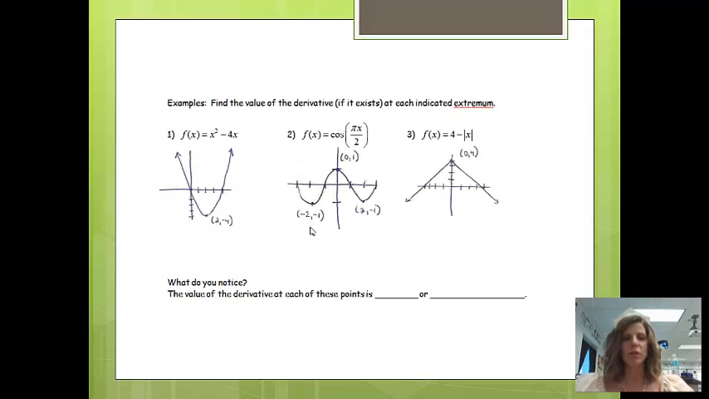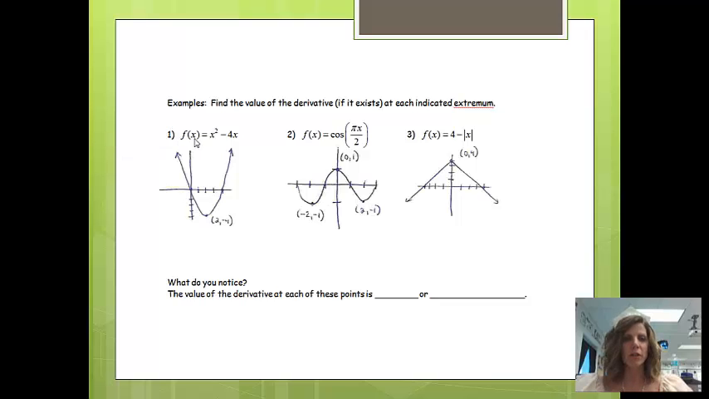When we're looking at extrema, we're just going to do a few examples. I know I said that our target in this lesson was to find critical numbers, but I just wanted you to understand where critical numbers come from. So it says to find the value of the derivative if it exists at each indicated extremum. And extremum just means an extreme value, so a high point or a low point on the graph. And again, we're talking about y values.